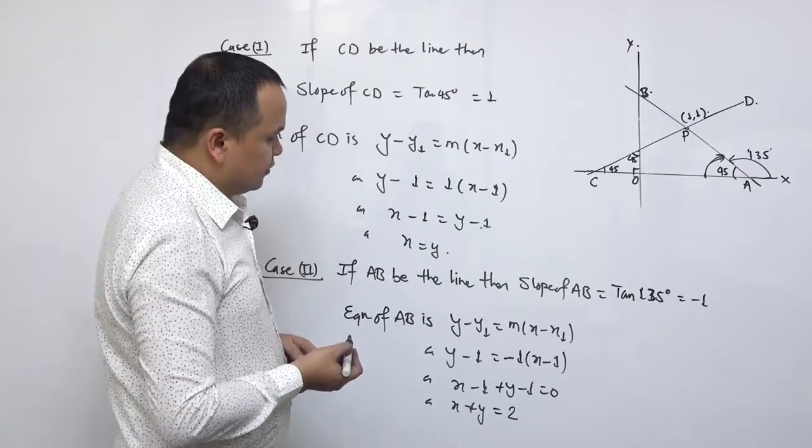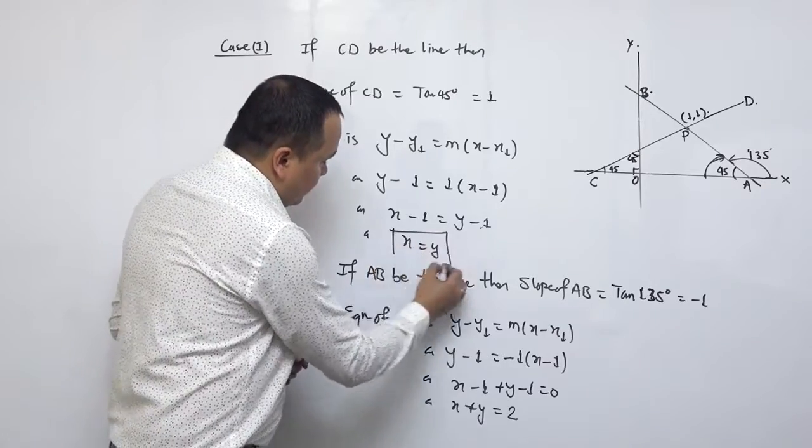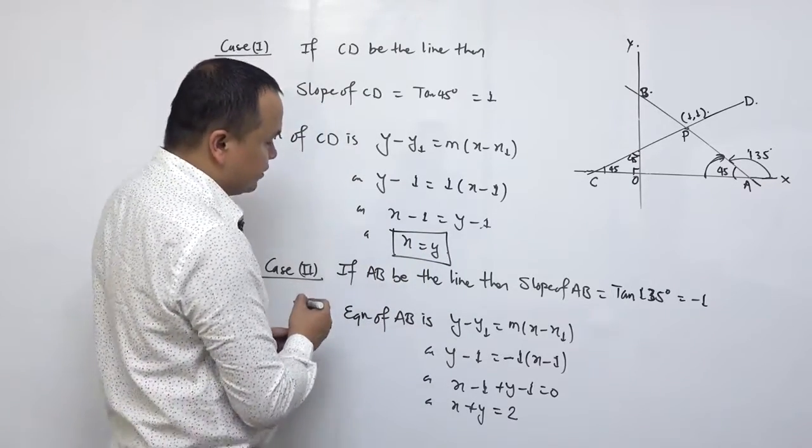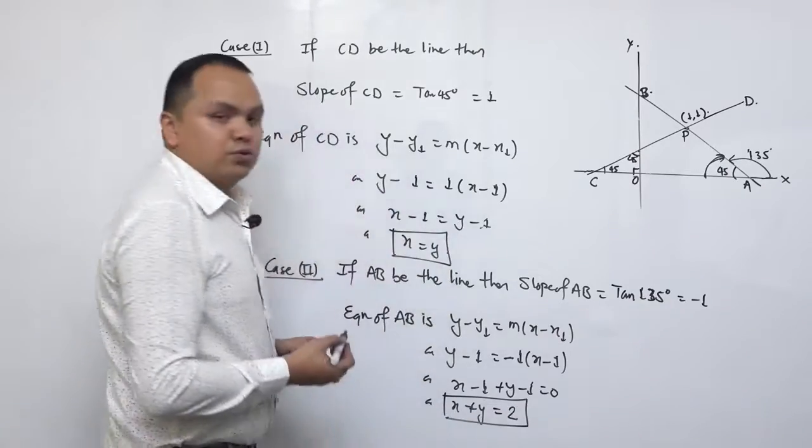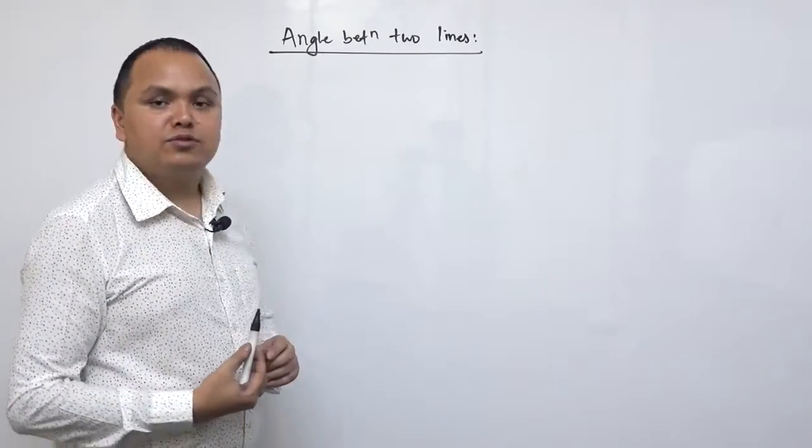Therefore, required equations are x is equal to y, and x plus y is equal to 2. Now, angle between two lines.